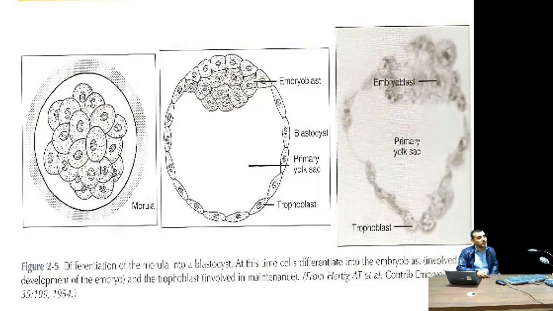عندنا نعرف الدياجرام. قلنا أول شيء تتكون الزيجوت أو الخلية على شكل مورلا، بعدين تتحول إلى بلاستوسايت. البلاستوسايت في هذا الدياجرام يتكون من الإمبريوبلاست، وتكون بالداخل تمتلئ بسائل سميناها برايمري يورك ساك، وتحيط بها الخلايا البطانية سميناها تروفوبلاست. هذه كلها نسميها بلاستوسايت. طبعا هذا الدياجرام نشوفه بالميكروسكوب، يظهر عندنا الإمبريوبلاست والبرايمري يورك ساك والتروفوبلاست.